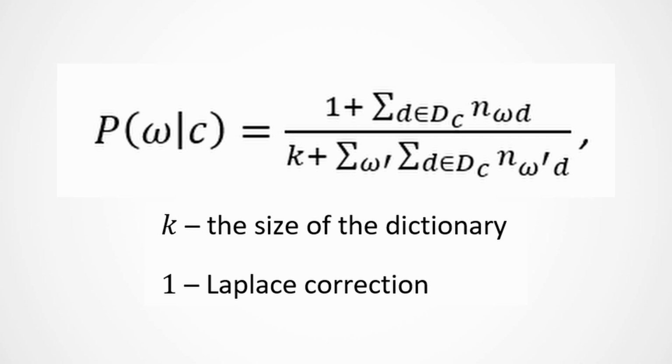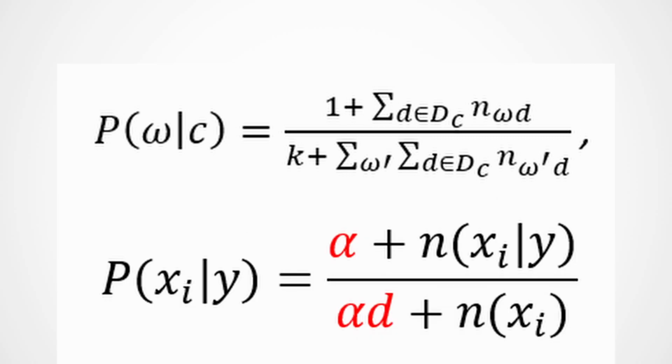As before, let's define the probability P(ω|c), assuming that the probabilities of meeting each word are independent, where D_c is a collection of all documents with class c. In the formula, the problem of zero probability is taken into account, which is why we see 1 in the numerator and k, the size of the dictionary, in the denominator. This is also called the Laplace correction. Remember it?